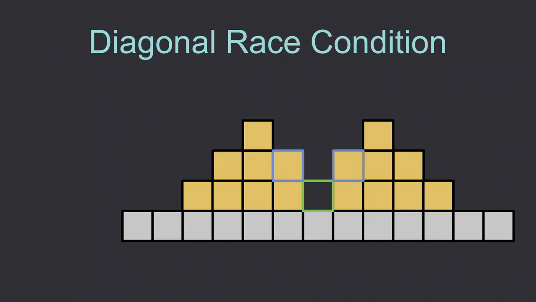Resolve diagonal is where diagonal swaps happen, and it's also where race conditions really start to crop up if you're not very careful. Consider the situation on screen. The two sand pixels highlighted in blue both want to fall diagonally into the empty cell highlighted in green. The empty cell will happily accept either sand pixel. If I run the diagonal kernel from here with no means of avoiding race conditions, both sand cells will write themselves into the empty space, and the simulation will lose one cell of sand.